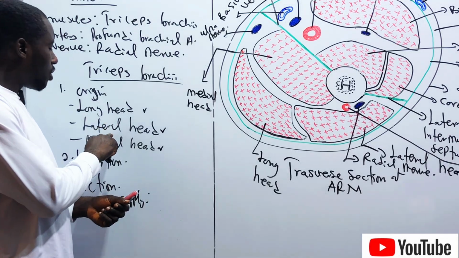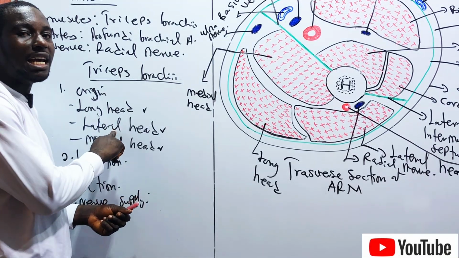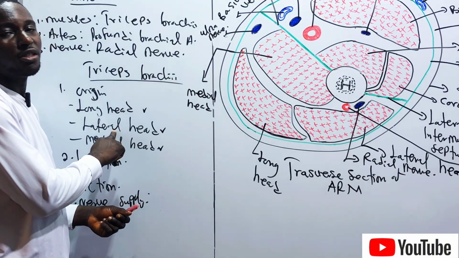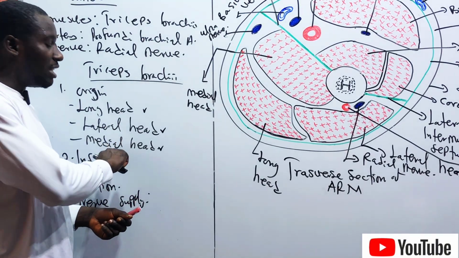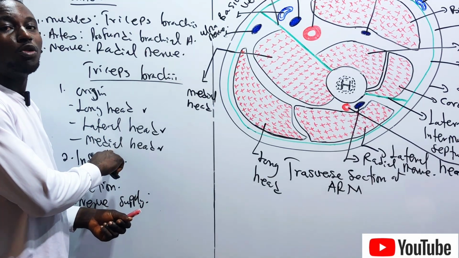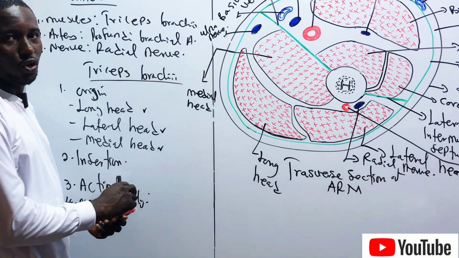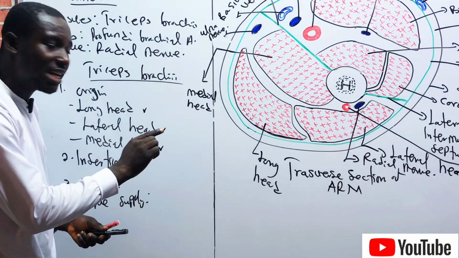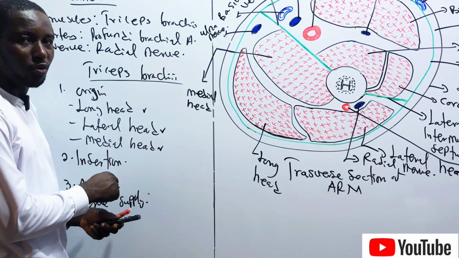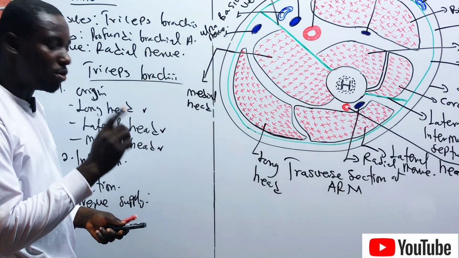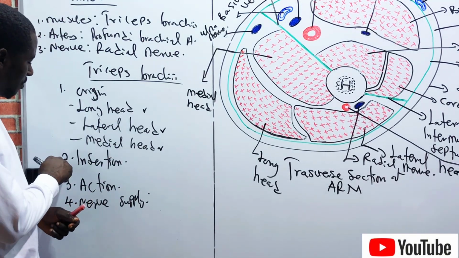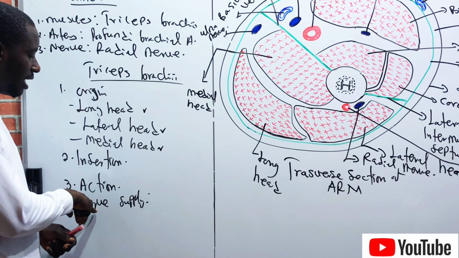While the nerve supply to the lateral head is by the radial nerve in the spiral groove or the oblique groove of the upper part of the posterior surface of the humerus. The nerve supply to the medial head is by the radial nerve in the spiral groove as well. So the long head is the radial nerve in the axilla, while the lateral and the medial heads are the radial nerve in the spiral groove of the humerus, posterior surface of the humerus. We have discussed the origin, the insertion, the action, and the nerve supply.